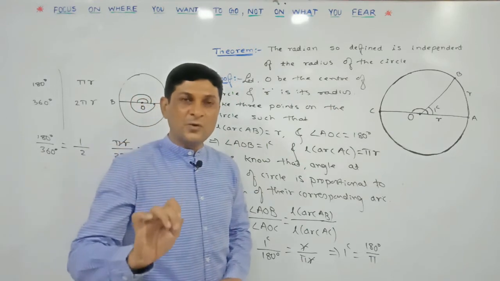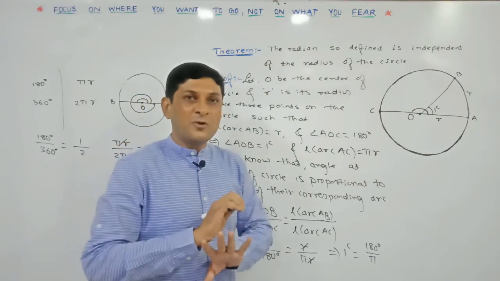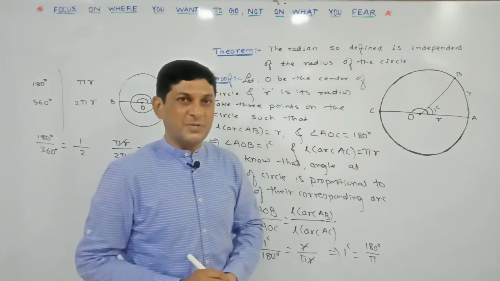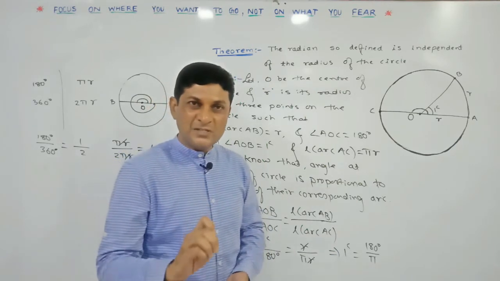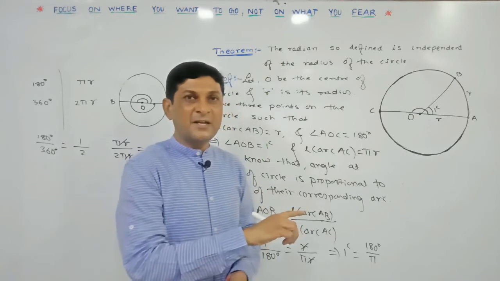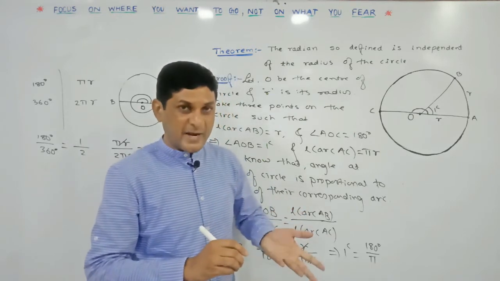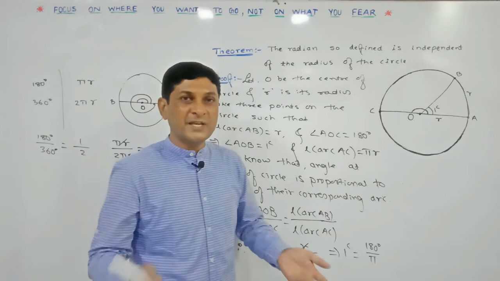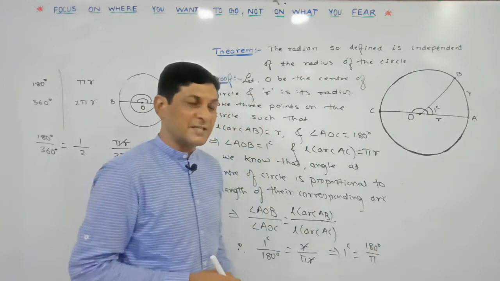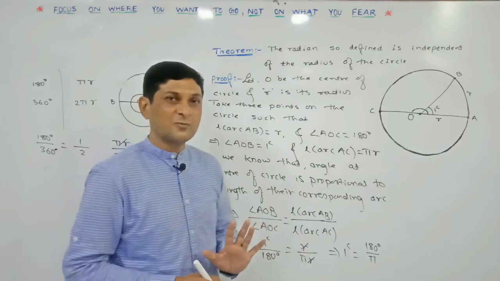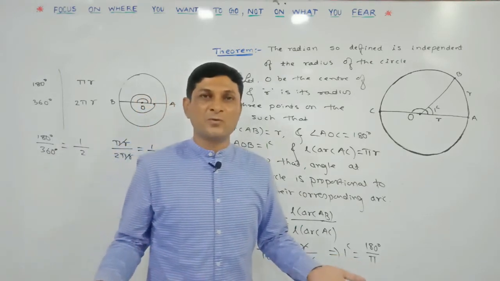Meaning, in the value of radian, radius does not appear. And if radius does not appear, we can say that radian measure is independent. Independent means not dependent. Not dependent on what? Radius. Why can we say that it does not depend on radius? Because radius does not appear in this expression, because radius will get cancelled. And that's what we have to prove here.